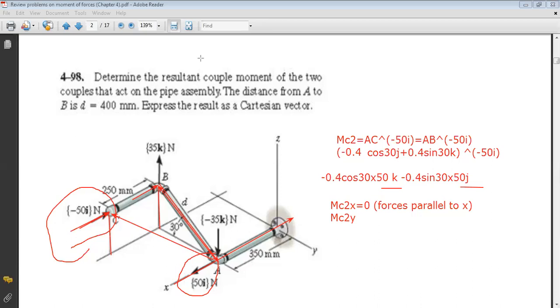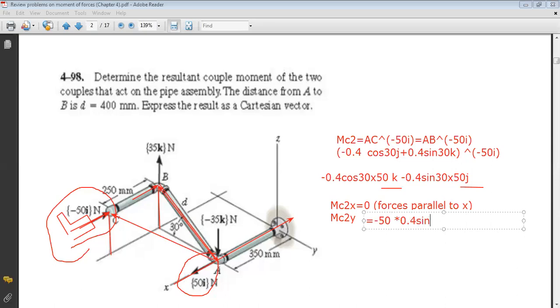So I put my 4 fingers along the force. My palm is towards y-axis, okay? So my thumb will point in this direction. So this means that I have a negative moment about y. So I can simply say that MC2y is equal to minus 50 times the distance between the two axes, between the force, sorry, and y, which is 0.4 sine 30.